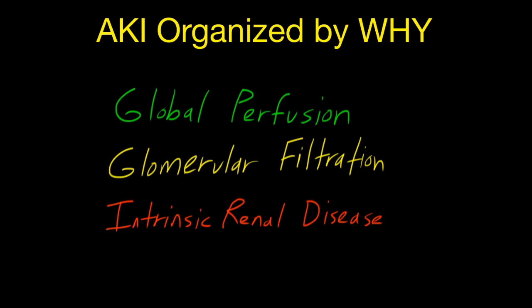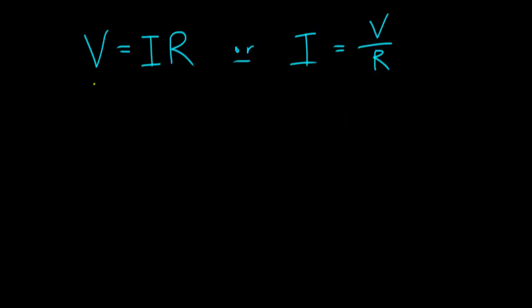So here's my organization scheme for acute kidney injury, and first we're going to talk about global perfusion of the kidney. As you can see, I've put up here Ohm's Law, which comes from physics classes you may have taken in the past, but essentially the voltage equals flow, which is I, times the resistance, and we can rearrange this to be flow equals the voltage divided by the resistance.